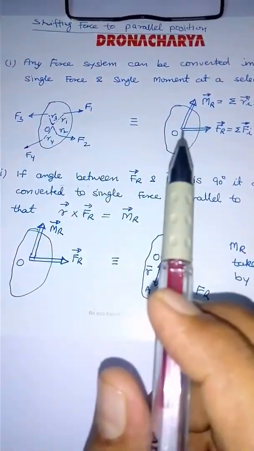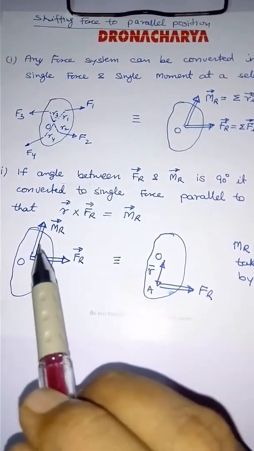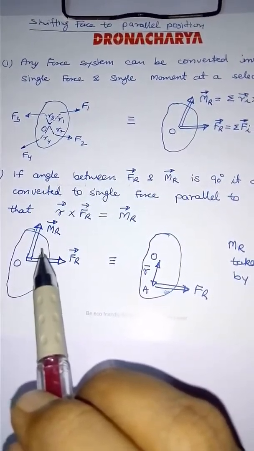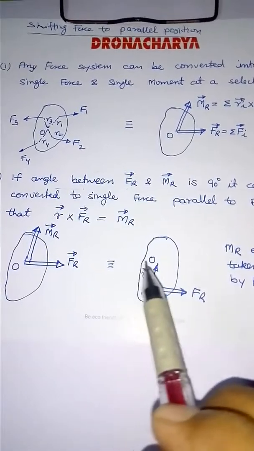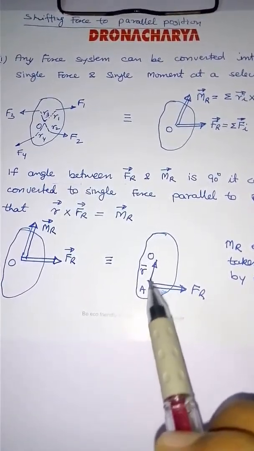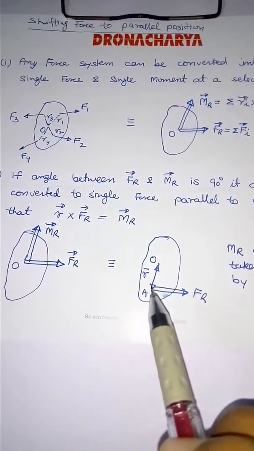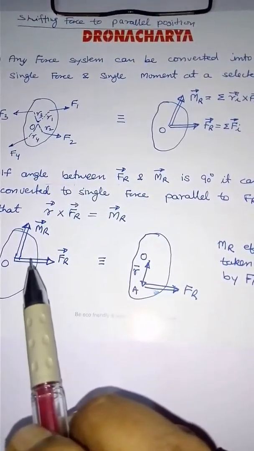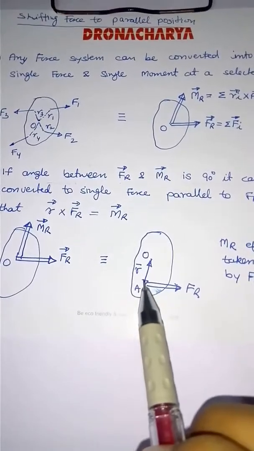Now this figure has been redrawn here. Now the angle between these two vectors, let us assume, is 90 degrees for this particular case. So we can shift it from position O to position A, a parallel position, such that Fr will remain parallel to the original force Fr at distance R.